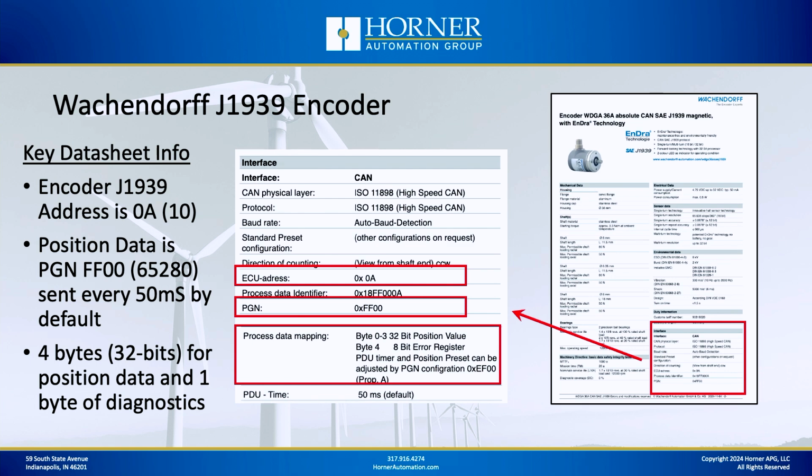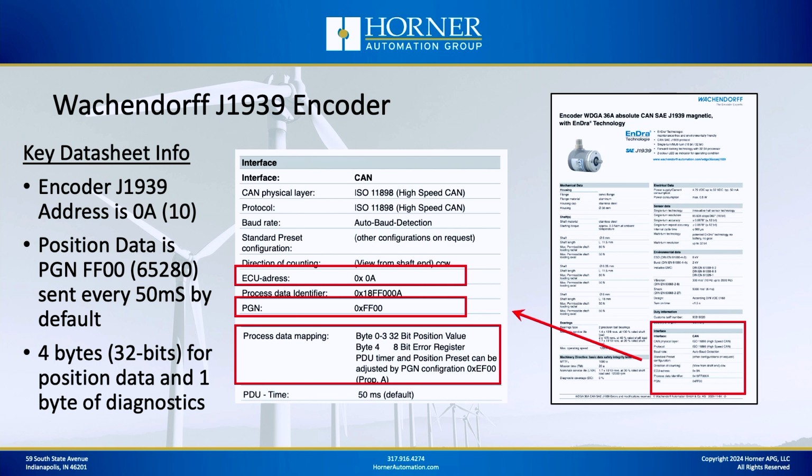Okay, before we dive into the configuration of the Horner all-in-one controller for talking to the encoder over J1939, let's extract the key pieces of information from the Wachendorff data sheet for the encoder. I've highlighted pretty much what the important information is. The way this encoder works is it broadcasts position data every 50 milliseconds by default, from a J1939 ECU address of A hex, which is 10 decimal, and it's identified with a PGN of FF00 hex, which is 65,280 decimal.